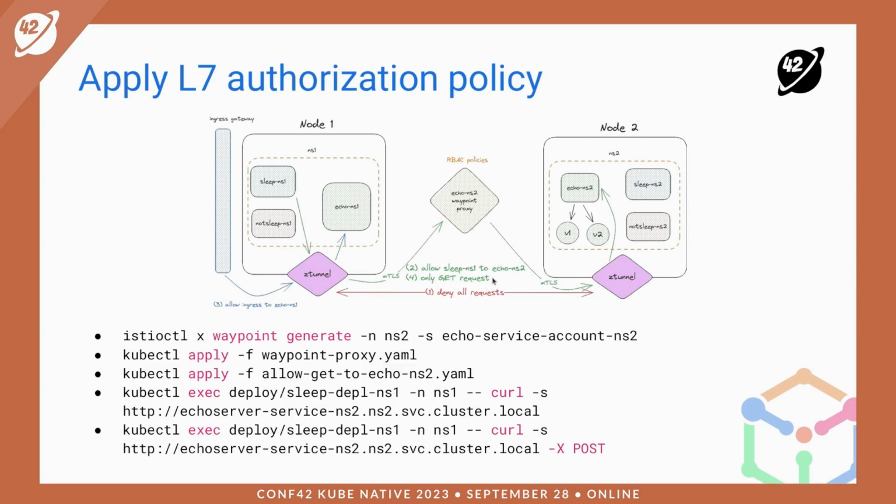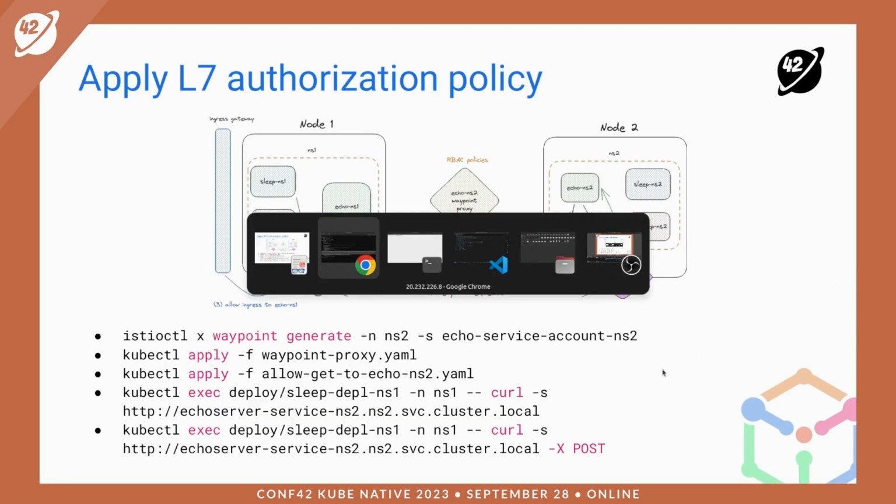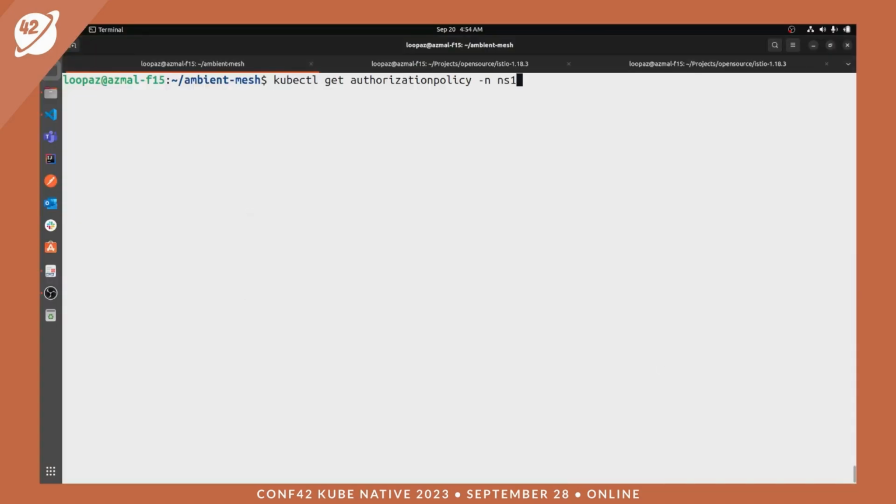We won't allow any post or delete or any such requests. So let's first generate the waypoint, and before going there, you can also get the authorization policies, whatever you applied, using the get authorization policy command in kubectl. In this case, in NS1, I think only 2 were applied, one for the inbound from the Istio ingress and another was the denial. Now let's have a look at how to generate the waypoint proxy.